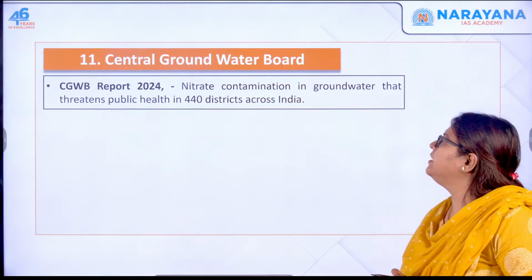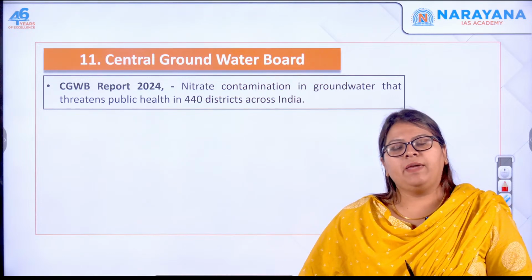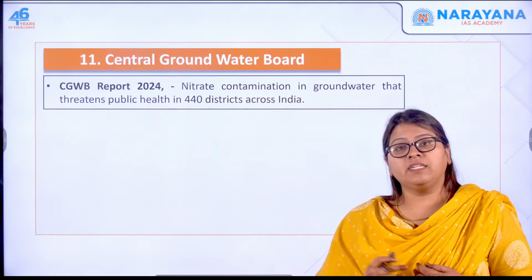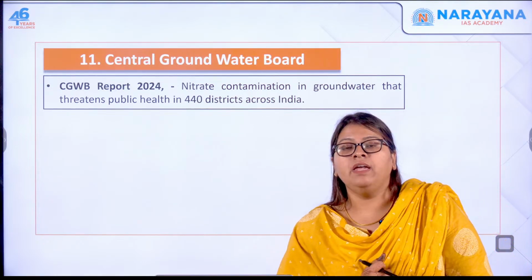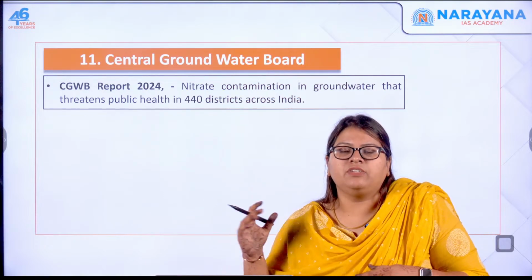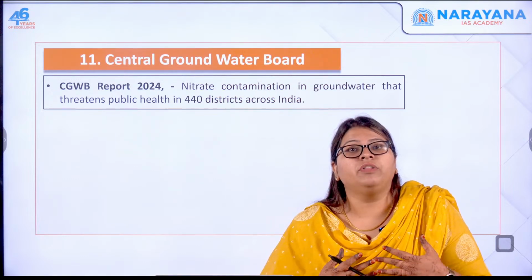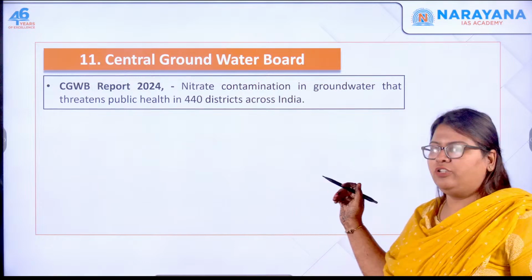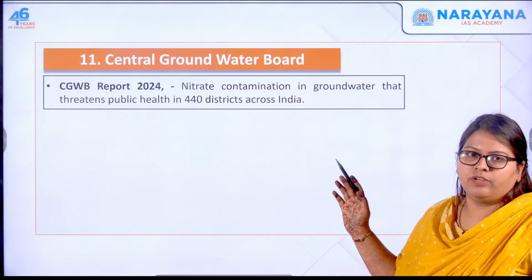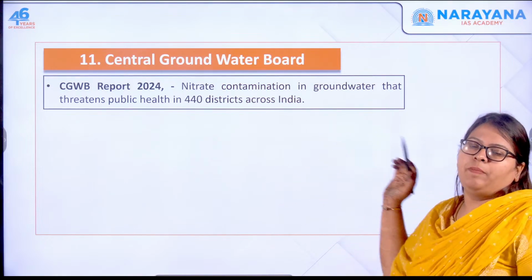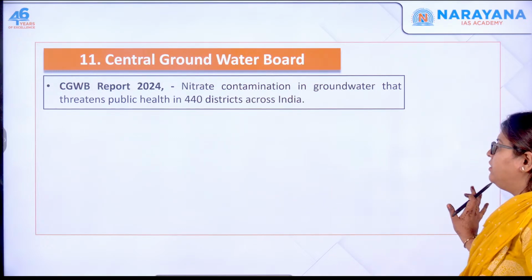Last topic for the day is the Central Groundwater Board. The Central Groundwater Board recently came up with the 2024 report discussing which regions in India are affected by contaminants, whether it is nitrate contamination, arsenic contamination, or the uranium or mercury contamination, all that it has told. So this report said that nitrate contamination in the groundwater has threatened public health in around 440 districts across various states in India. So this is what they have told.